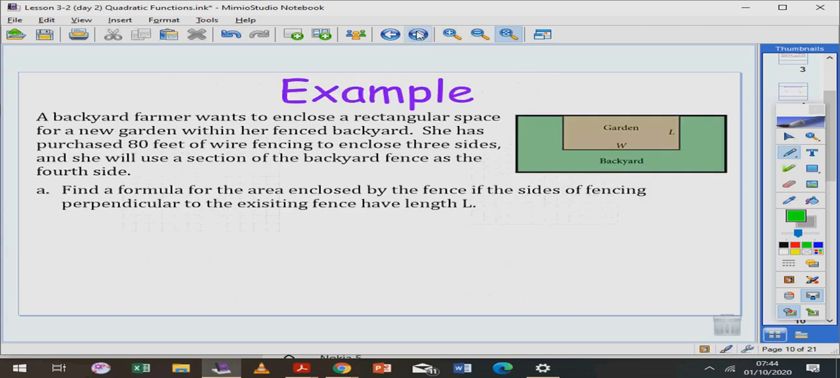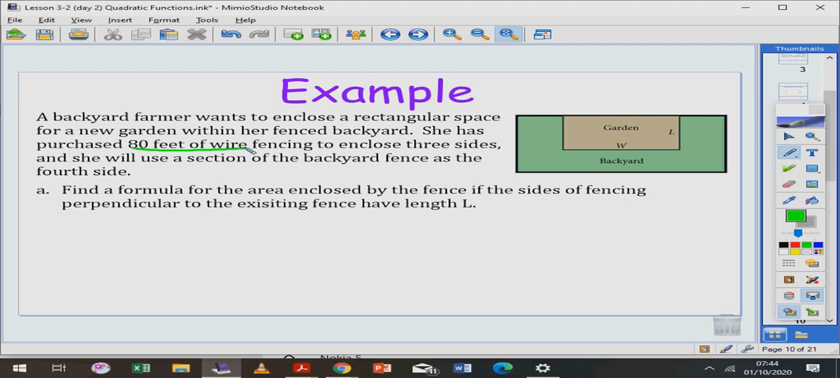We have an example here. So we're looking at applications of quadratic functions, and this farmer wants to enclose a rectangular space for a new garden with a fenced backyard. She has 80 feet of wire to enclose 3 sides. She will use a section of the backyard fence as the 4th side. So find a formula for the area enclosed by the fence if the sides of the fencing perpendicular to the existing fence have length L.